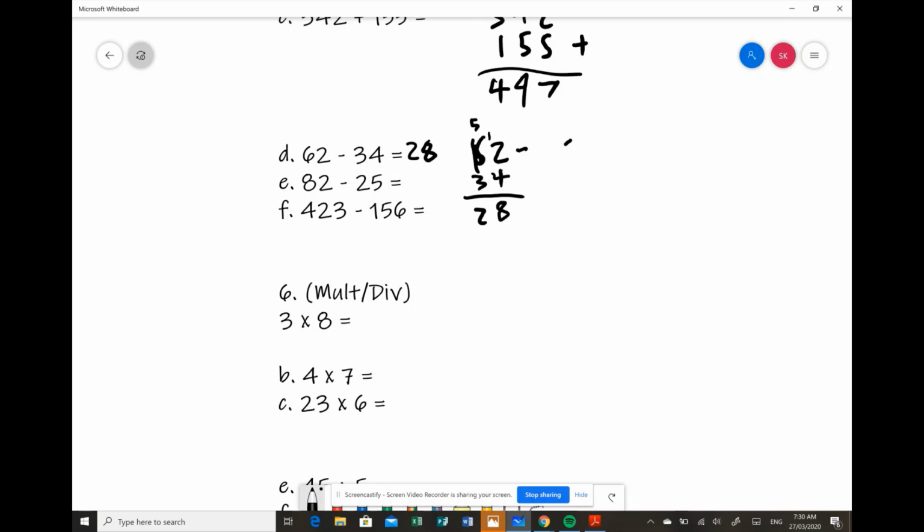82 minus 25. Let's do that a different way. Let's go 82, split it up, minus 20. It's going to be 62. And then we're going to go 62 minus 5. If we count it down, that would take us to 57.